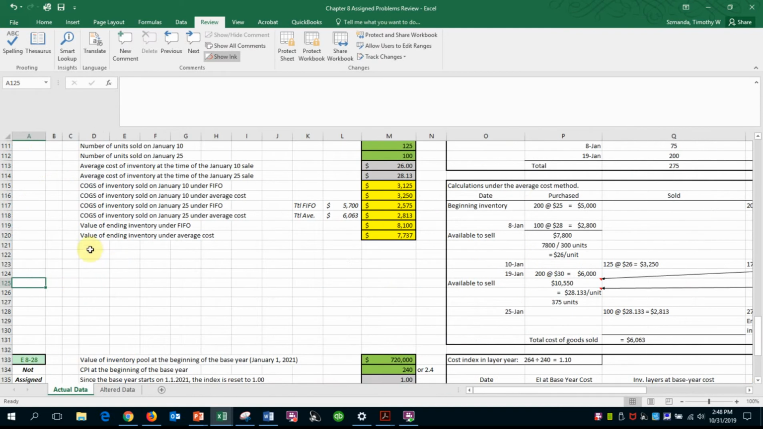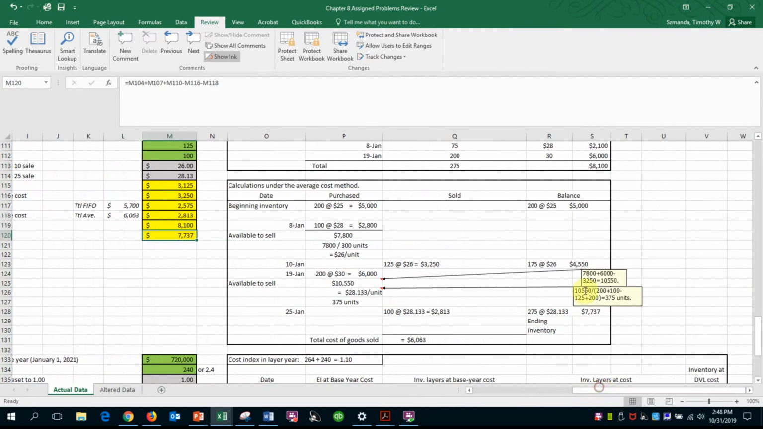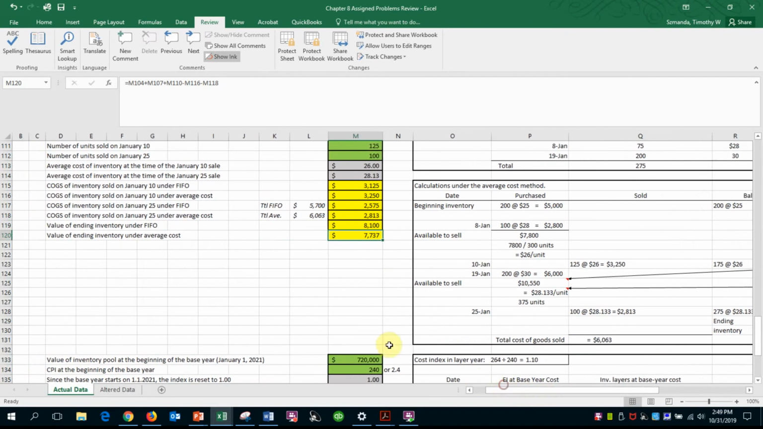And then, of course, the value of the ending inventory under each method, FIFO and LIFO, is just the total value you had available less your sales, less your cost of sales. And that will give you then your ending balances.